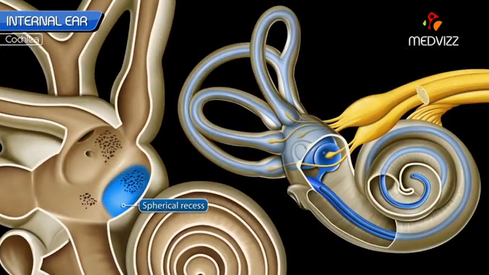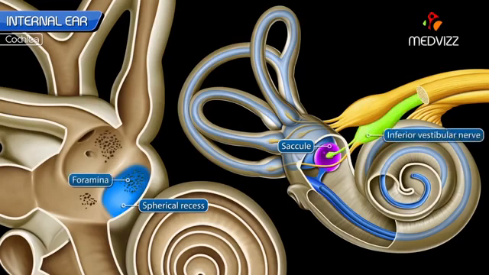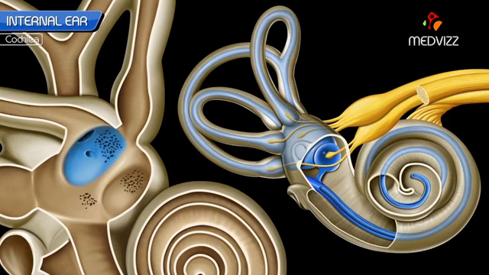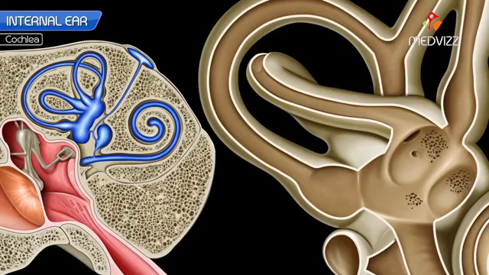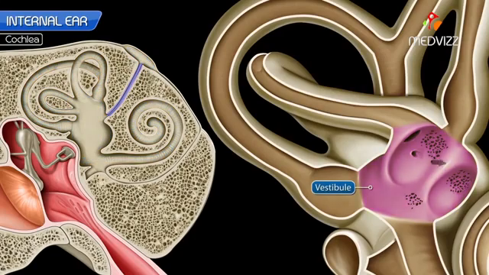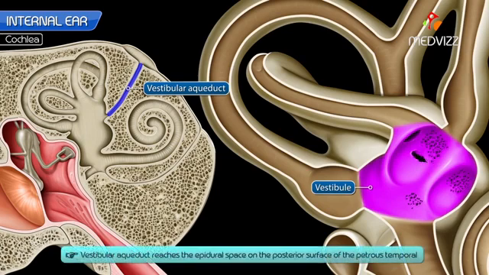The spherical recess lodges the saccule and is perforated by foramina for the passage of the lower division of the vestibular nerve. The elliptical recess lodges the utricle and is perforated by foramina for the passage of the upper division of the vestibular nerve. Inferior to the elliptical recess, there is an opening for a bony canal called the aqueduct of the vestibule, which reaches the epidural space on the posterior surface of the petrous temporal.